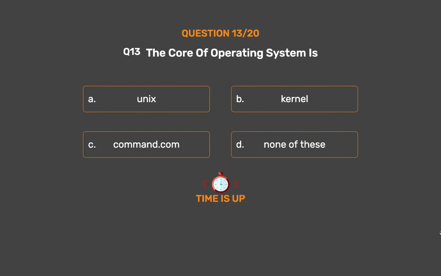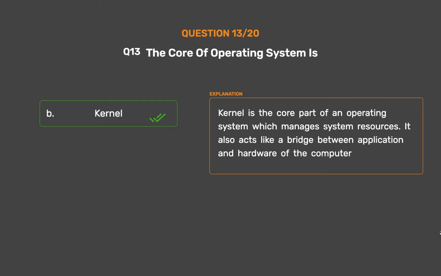The correct answer is option B. Kernel. Kernel is the core part of an operating system which manages system resources. It also acts like a bridge between application and hardware of the computer.